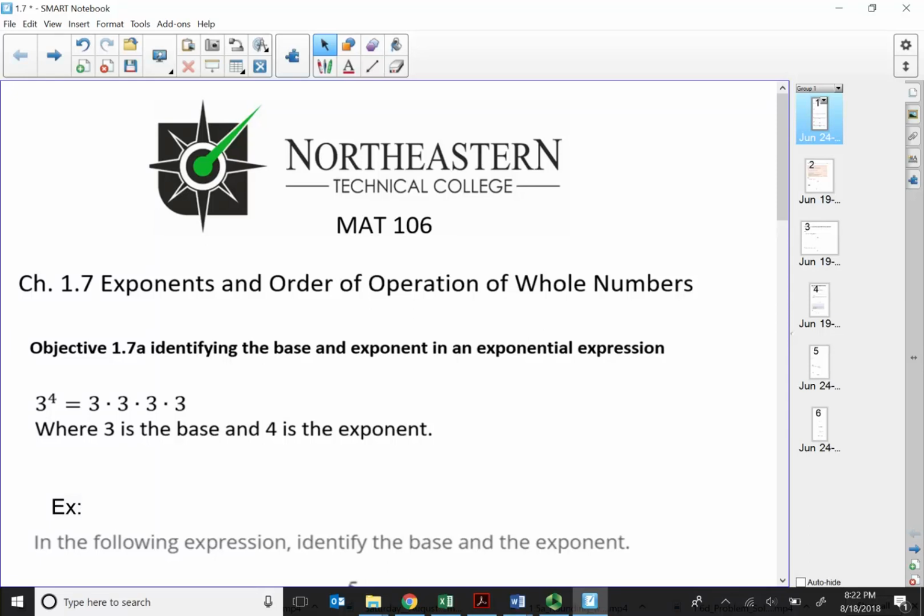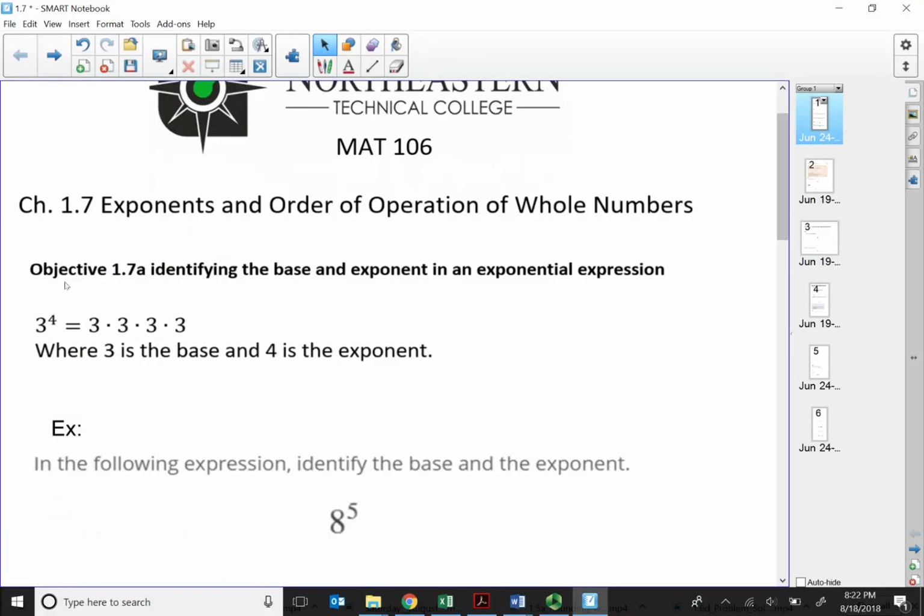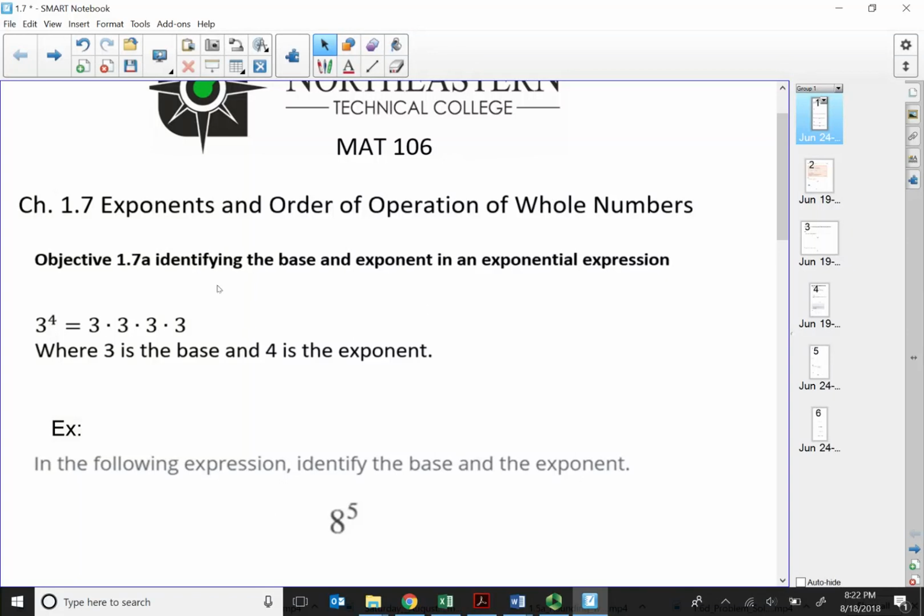Welcome to Accelerated Math 106, Module 1.7, Exponents and Order of Operations of Whole Numbers. In this lecture video, I'm going to introduce very basic identifying the base and exponent in an exponential notation.